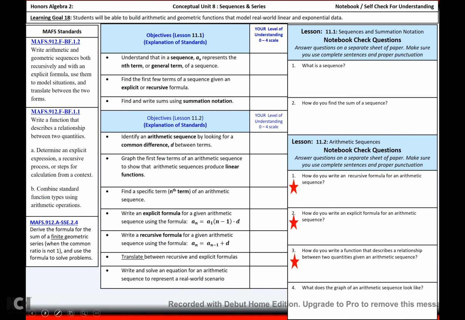Alright, so how do you write a recursive formula for an arithmetic sequence? That's when you do a sub n equals a sub n minus 1 plus d. The explicit formula is a sub n equals a sub 1 plus n minus 1 d. And how do you write a function that describes the relationship between two quantities given in an arithmetic sequence? Well, you have to find a sub 1 and d, plug in, and simplify.